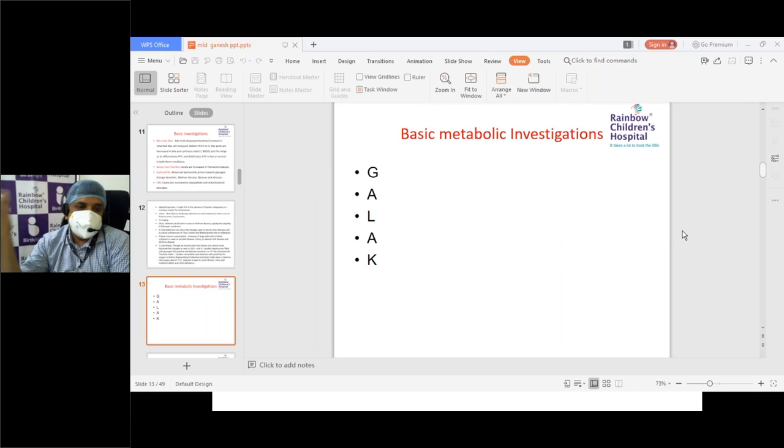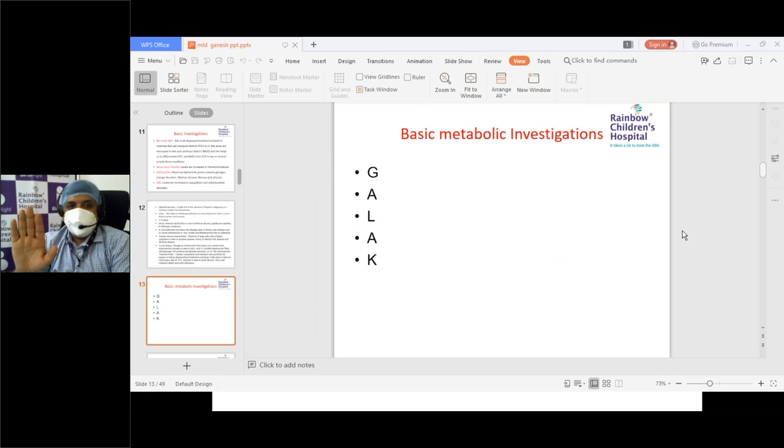It may be seen in fatty acid synthesis, fatty acid oxidation disorders. Ammonia. High levels of ammonia are usually seen in urea cycle disorders, organic acidemias, and to some extent in the fatty acid oxidation disorders. And remember, ammonia levels may also be elevated in acute liver cell failure.